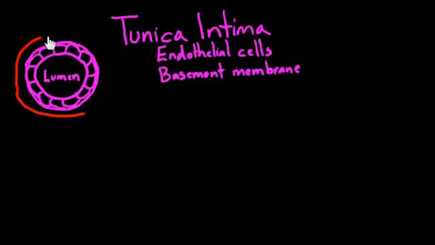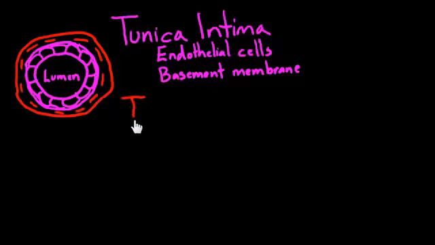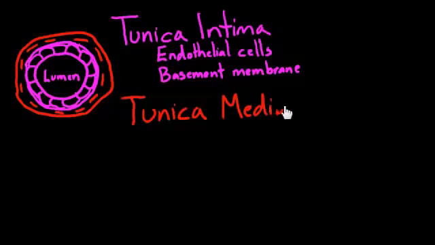Now right outside of this is another layer. And I'm going to draw that here in red. And this would be a layer of muscle. So imagine these little lines represent smooth muscle cells. So this would be muscle. And this would be the layer of tunica called tunica media, or middle. And the most important thing here is that there's smooth muscle in this layer.